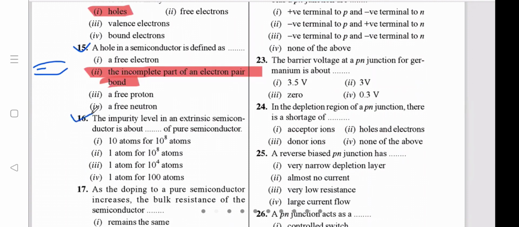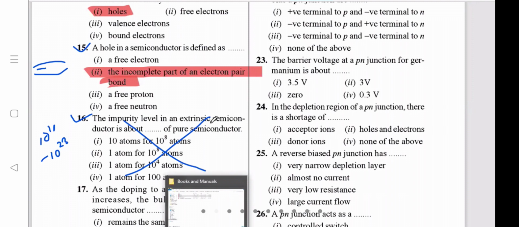So next, question 16. The impurity level in an extrinsic semiconductor is about dash of the pure semiconductor. It cannot be answered, because you can add any type of impurity from 10 power 10 to 10 power 23, depending on the application. If it is a crystal diode, impurity is less. If it is a Zener diode, impurity is more. For a transistor, emitter, base and collector have different impurity. So this question is wrong; depending on the applications, it may be anything.